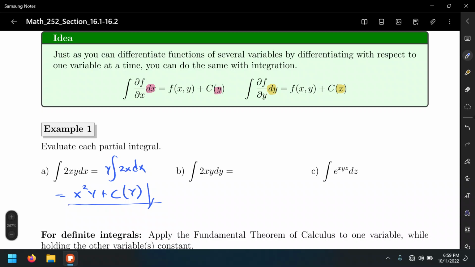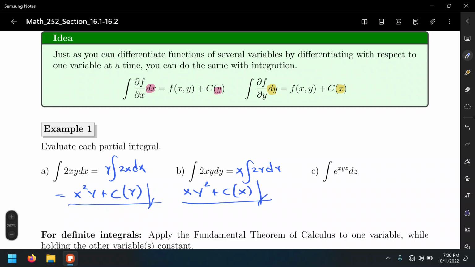And in the same way, if we partially integrate 2x y, but this time with respect to y, take out the constant x, and the integral of 2y dy is y squared times x plus c. In this case, c is a function of x because we integrated with respect to y.